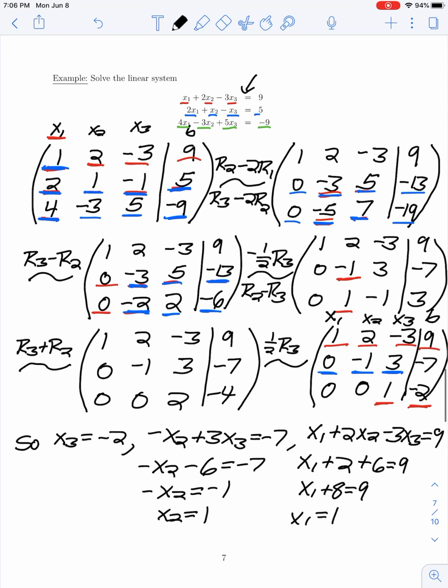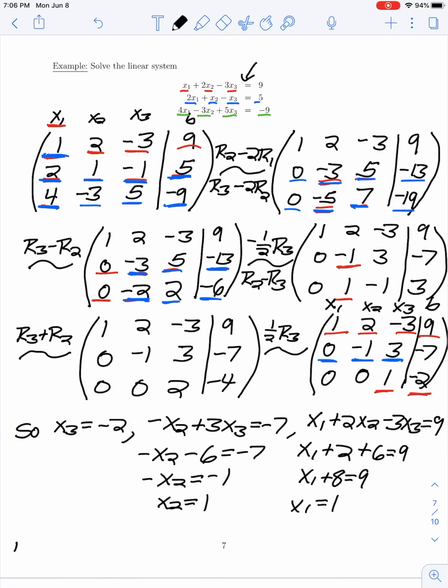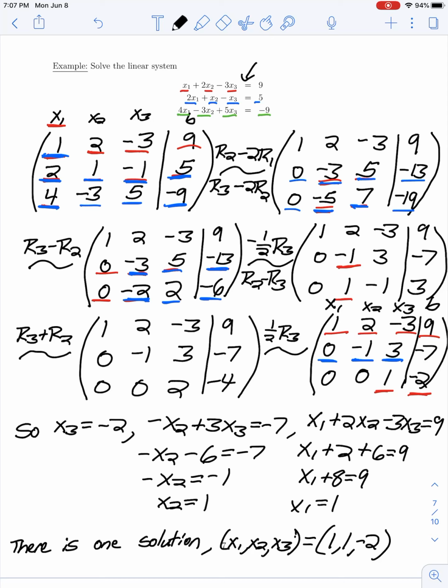So in this example, we obtain one solution. Here we could say there is only one solution, namely the point x1, x2, x3 equal to 1, 1, -2. So we obtain the following point as our solution. Geometrically, we could think about this point as being the point of intersection of the three planes described by the equations given in our problem here.